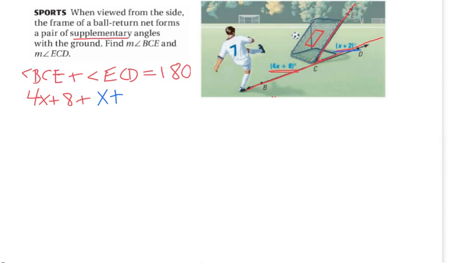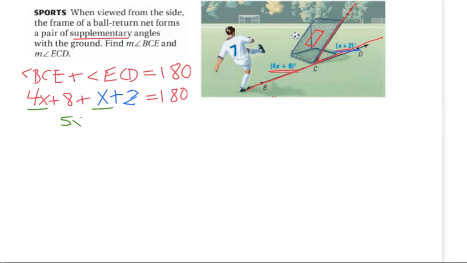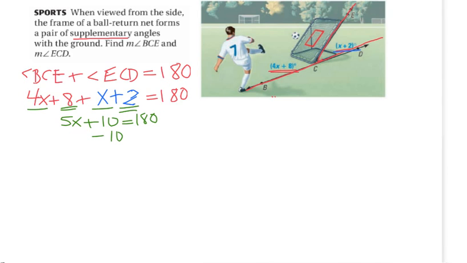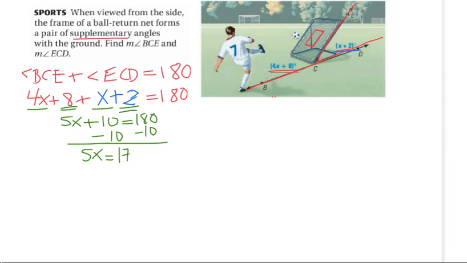All right, so just like the other one, we can solve this for x. We can combine our x's together, so we have a 5x. Combine our constants together, we have a plus 10 equals 180. Subtract our 10 from both sides. So we have a 5x equals 170. We can divide both sides by 5, so our x ends up being 34. Sorry, that's a little sloppy there.